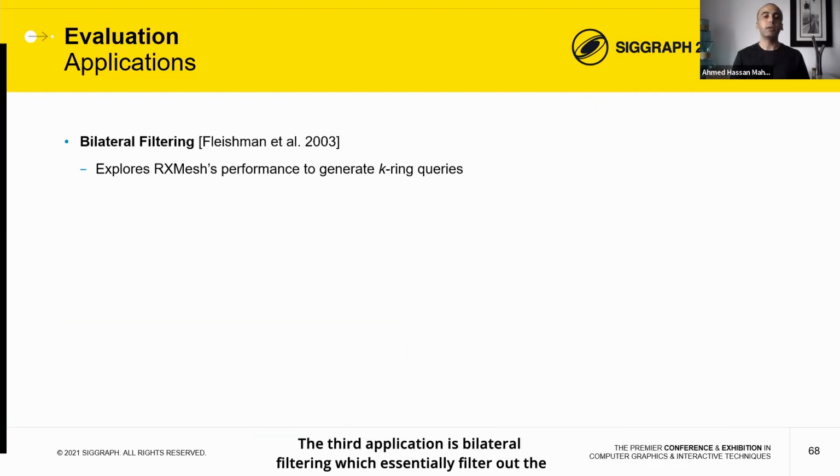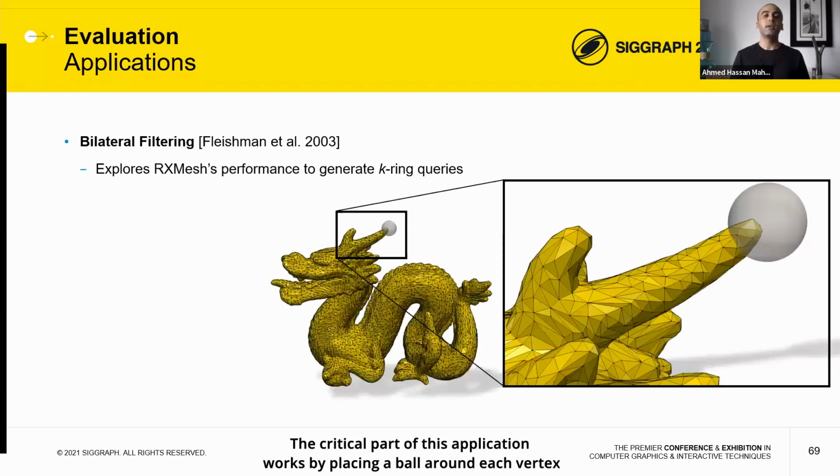The third application is bilateral filtering, which essentially filters out the high frequency noise from an input mesh, which is similar to the mean curvature flow application. However, the intent of this application is to assess the performance of RXMesh to generate higher order queries, which are queries that go beyond the immediate neighbor. The critical part of this application works by placing a ball around each vertex and collecting the vertices that happen to fall inside this ball.